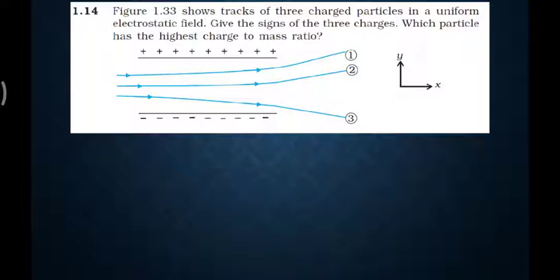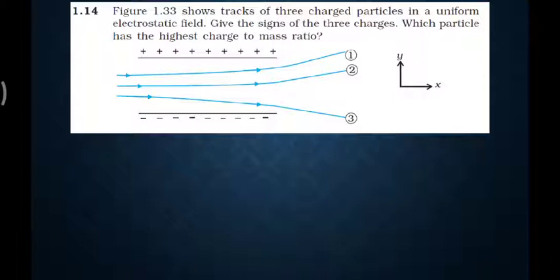Okay, let's go to 1.14. Now see this without reading the above question. You have two plates, one positively charged and one negatively charged, and in the system the charged particles are transferring between the two plates. The first particle, second particle and third particle: the first two, particles 1 and 2, are deflected towards the positive plate, and the third particle is deflecting towards the negative plate.